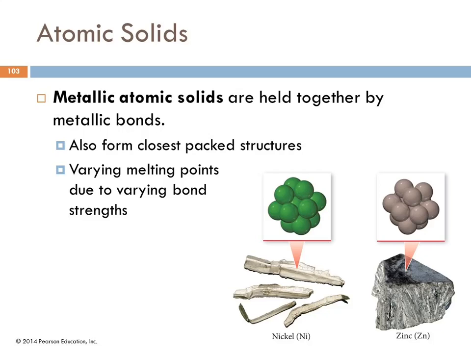And the metallic solids, again, they're going to form closest packed structures because they only have one kind of particle. And the melting points will vary. They just have varying bond strengths of those metallic bonds.